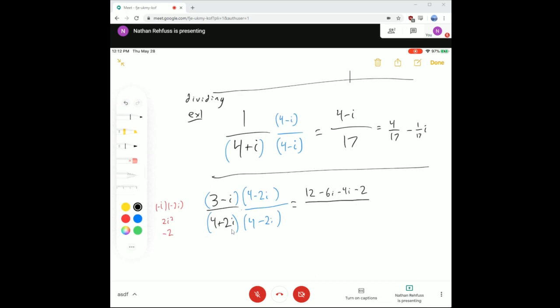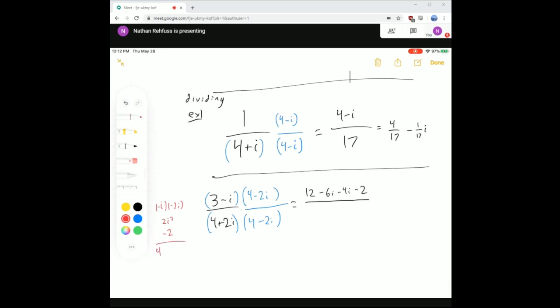So let me write this down in the sidebar as well. 4 plus 2i, 4 minus 2i. Shortcut method, I don't want to FOIL. 4 squared plus 2 squared, 16 plus 4 is 20. That always works. Okay, we can combine like terms.